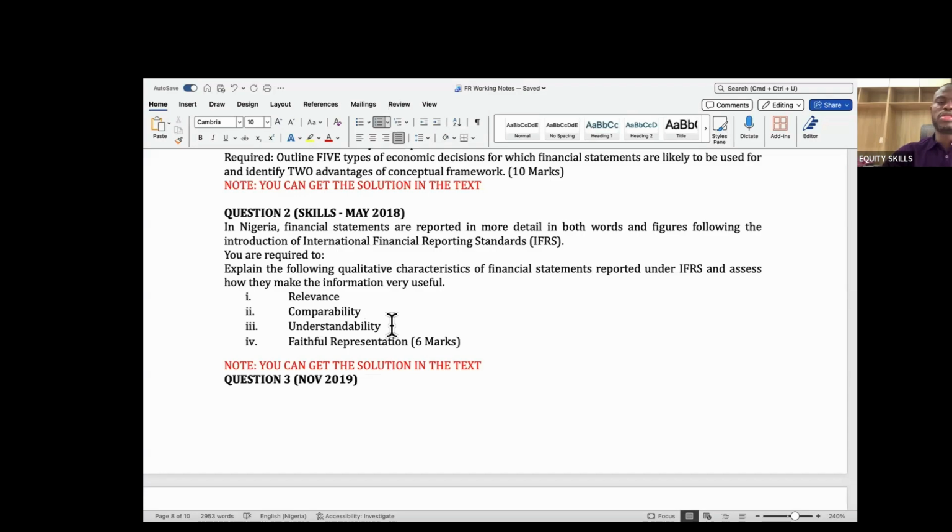And understandability means that the report should be simple and concise for users to read and understand. And users are people with reasonable business and accounting knowledge. Faithful representation means that the report should present what it purports to represent, and it must be complete, neutral, and free from errors. And that's that.